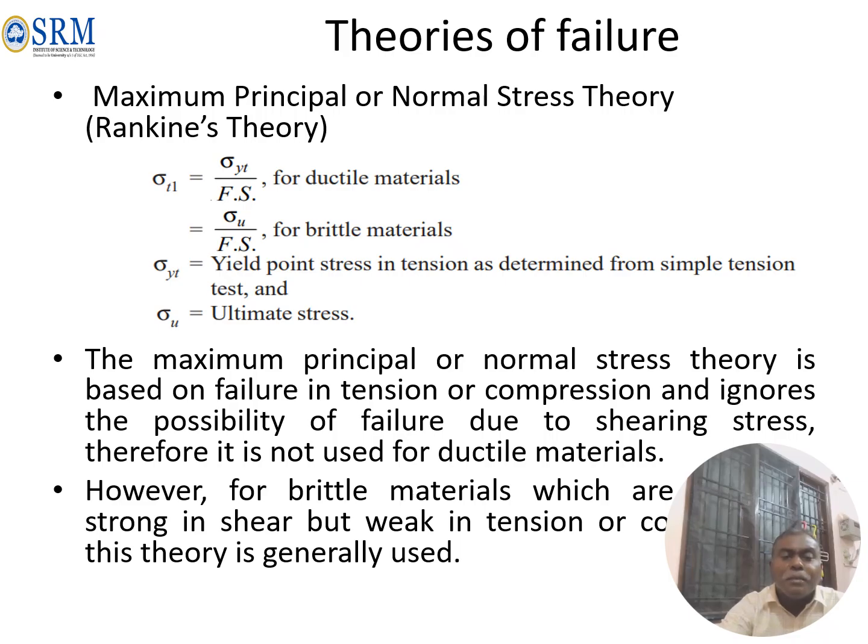Sigma t1 equals sigma yield by factor of safety for ductile material, and sigma u by factor of safety for brittle material. There is a possibility of failure due to ignoring other stresses. For brittle material, which is strong in shear but weak in tension or compression, this theory is generally used. This theory is applicable for both ductile and brittle materials, but for ductile material we put sigma y in the formula, and for brittle material we put sigma u. Okay, so this is the first theory.